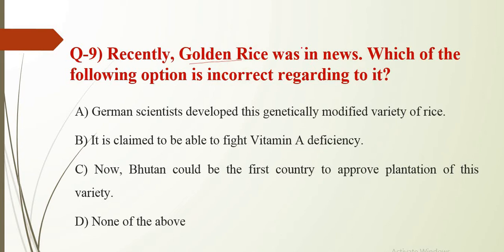Golden rice, which was recently in the news. So you have to choose the option which is incorrect regarding it. In the given options, the incorrect one is C. That is, now Bhutan would be the first country to approve plantation of this variety. So now we will check in the explanation part why this statement C is incorrect.